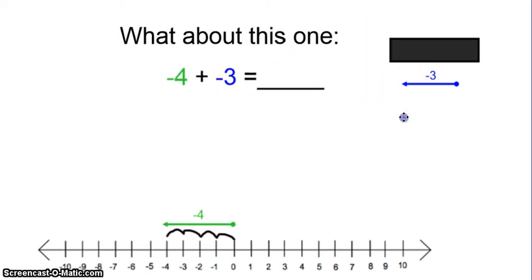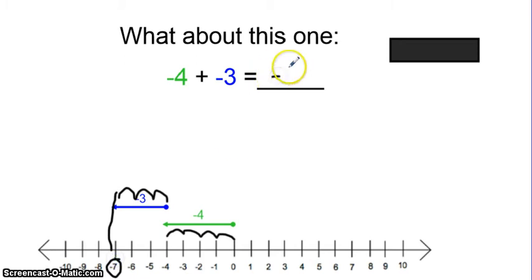So now if we add a -3 onto this, we'll still be going into the negative; it will be more negative if we add another negative number. So we'll continue to add 1, 2, 3 in the negative direction, moving away from 0. So we are a total of 7 units away from 0. That gives us a -7.